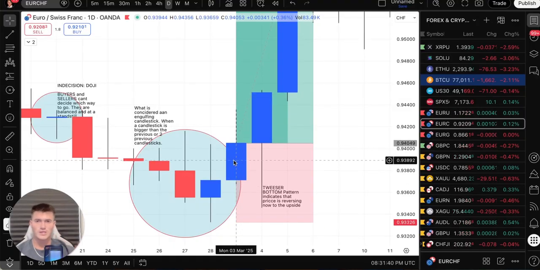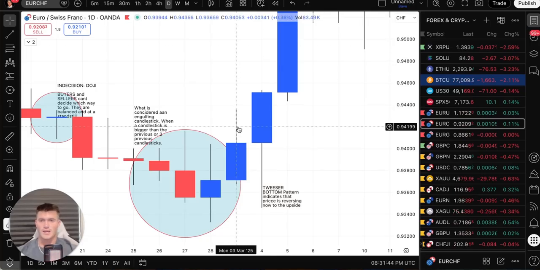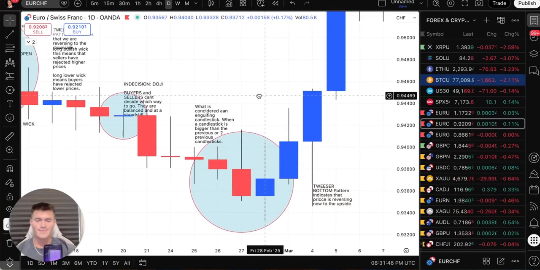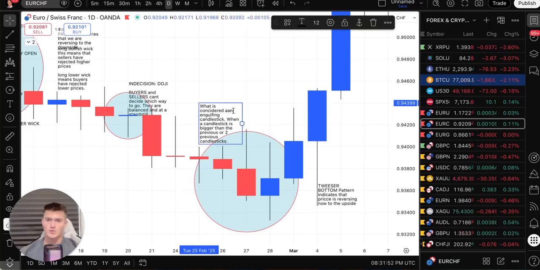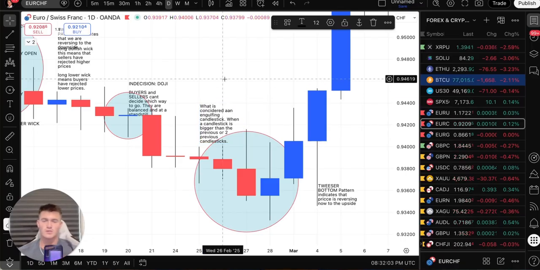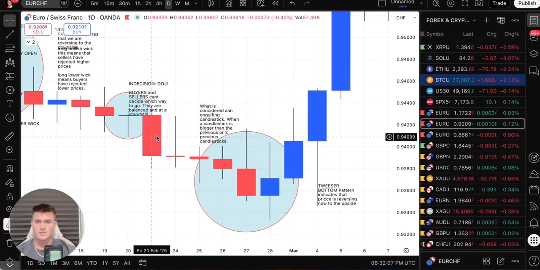Now we're really zoomed in, but that is how you look for an engulfing, and that is what is considered an engulfing. When a candlestick is bigger than your previous or two previous candlesticks, that is considered an engulfing because it's bigger than your previous candlesticks, indicating that buyers are taking over the market or sellers are taking over the market.